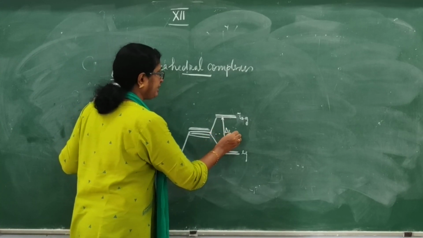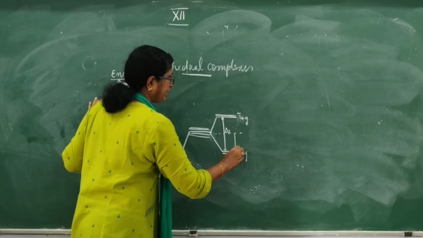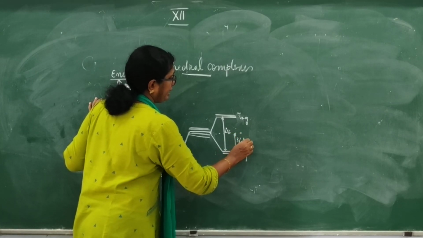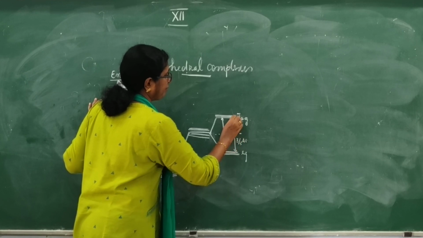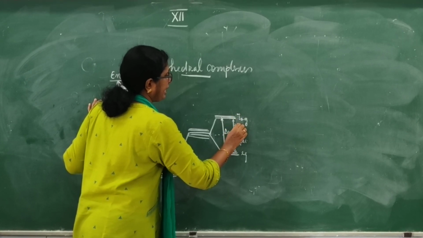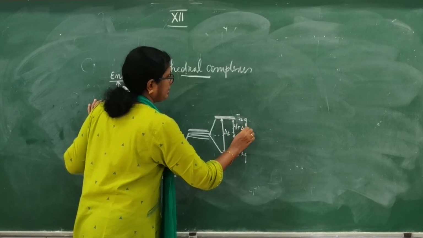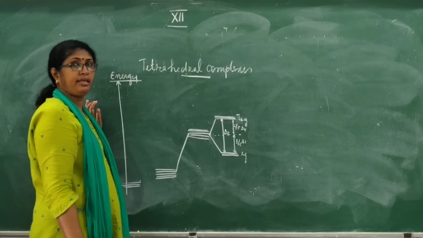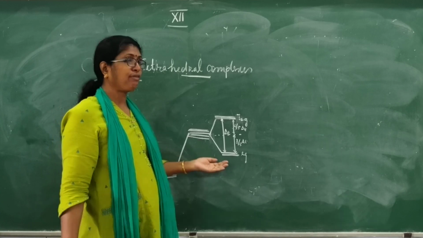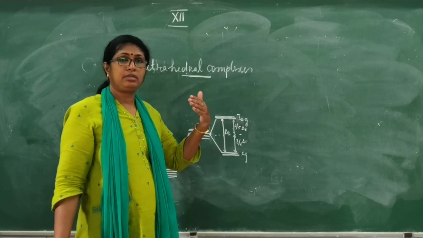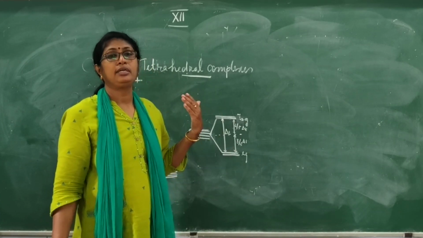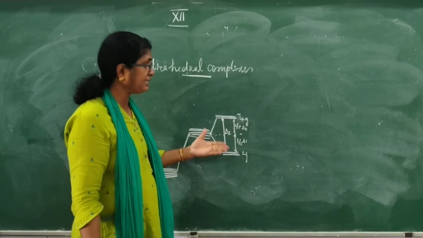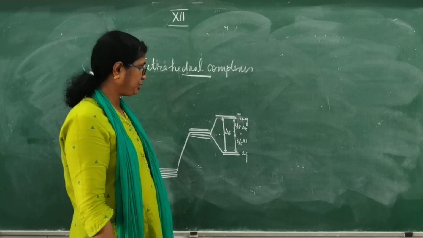Now this is 3 by 5 of delta T, and this is 2 by 5 of delta T, and the configuration is as in octahedral complexes. They will follow Hund's rule and the Aufbau principle, and following that, the electrons will be distributed.